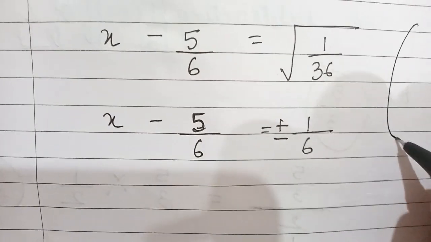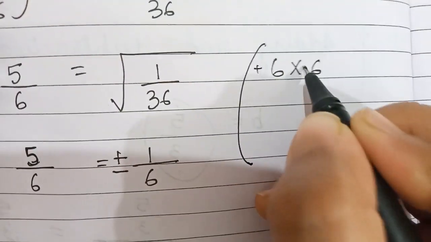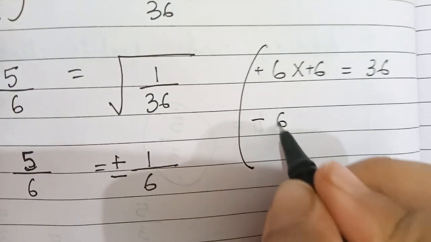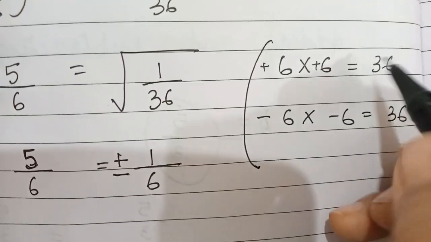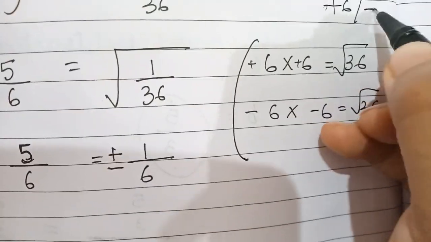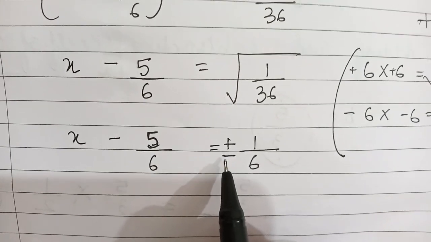Why is that so? See, 6 into 6, both are positive, you get 36. Also, minus 6 into minus 6, you also get 36. So the square root of 36 can be both plus 6 as well as minus 6. So whenever you take out a square root, you always have to mention both plus and minus signs.